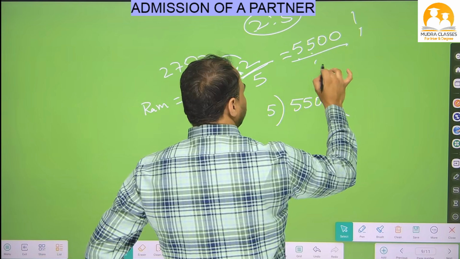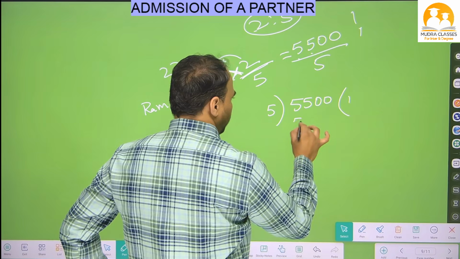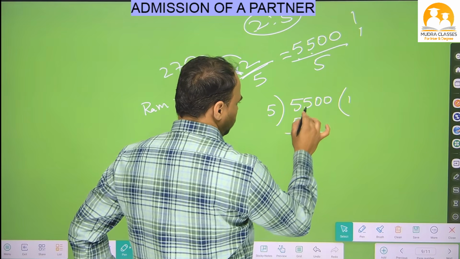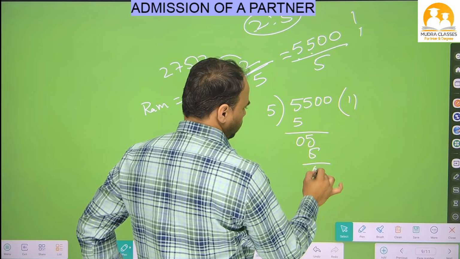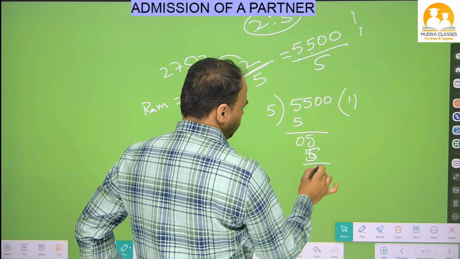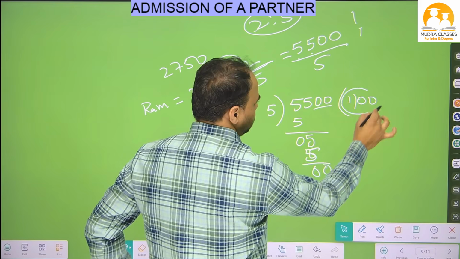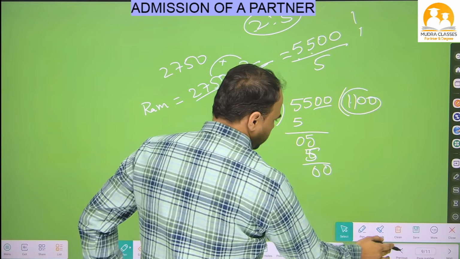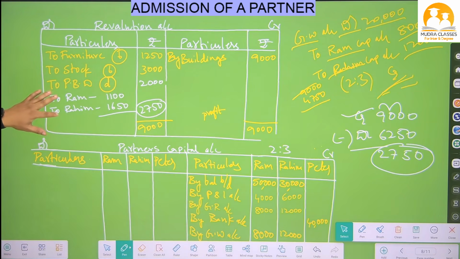Now 55,000 divided by 5, 5 ones are 5, 5 minus 5 is 0, next number 5, 5 ones are 5, 5 minus 5 is 0, next number 0, next 2 zeros are there, so 2 zeros. This is 1100. So like this I explained just now, 1100 and 1650. Okay, this is the profit.